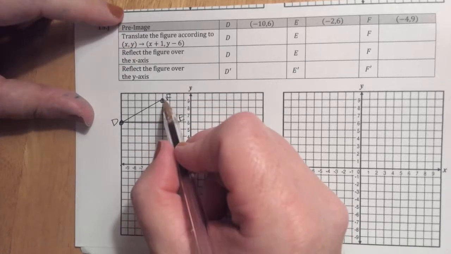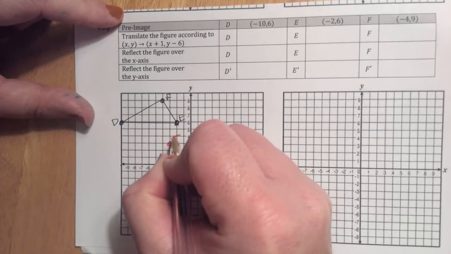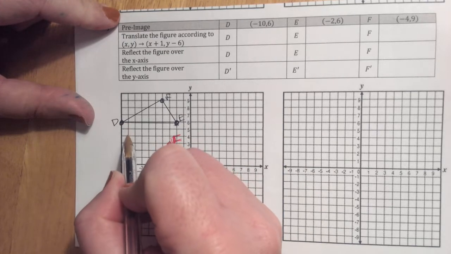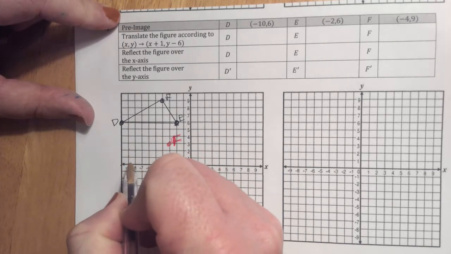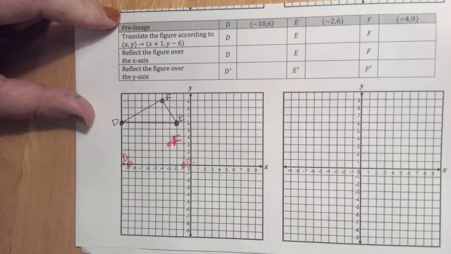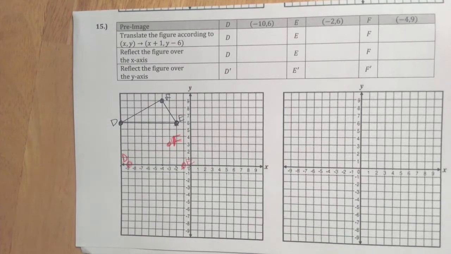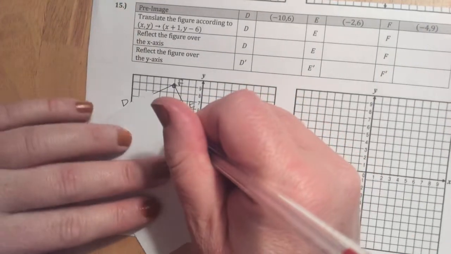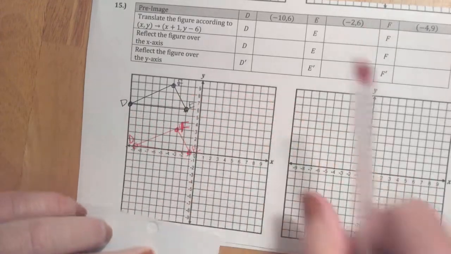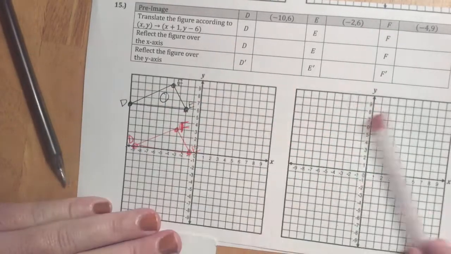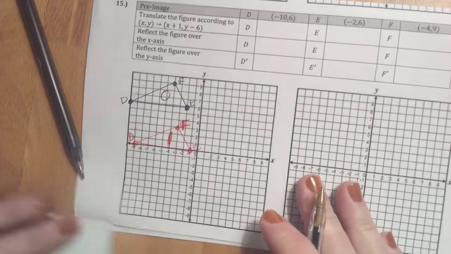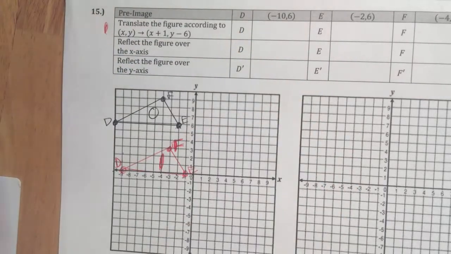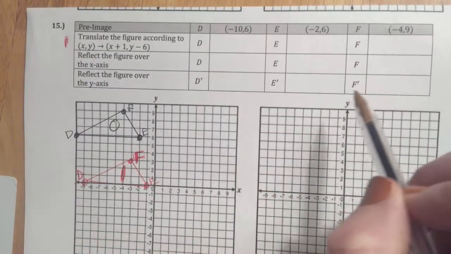Oops, wrong letters. Here, look, F is up here. This was F. This was E. D is right here. Positive 1, negative 6. 1, 2, 3, 4, 5, 6. There's my D. All right, so that was my first action right there. So this is my original. This is my first action. And then you can take the time to write down the coordinates.